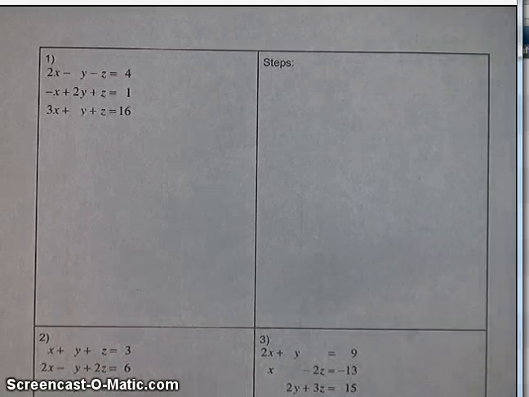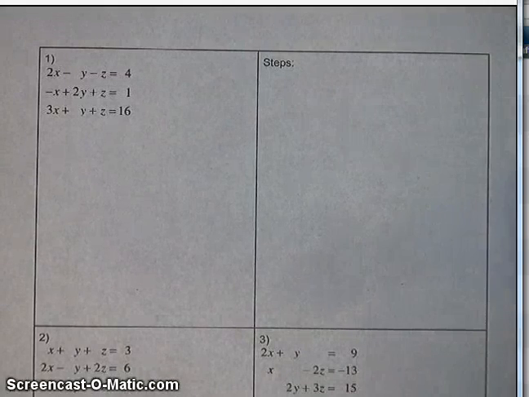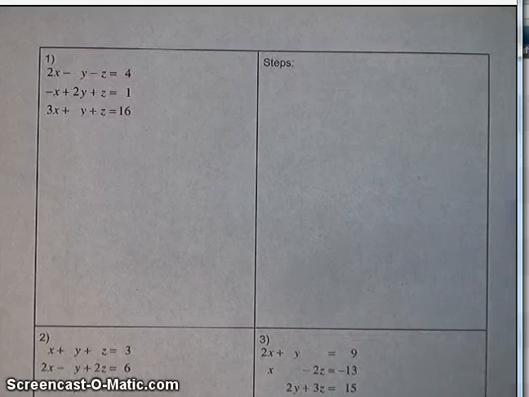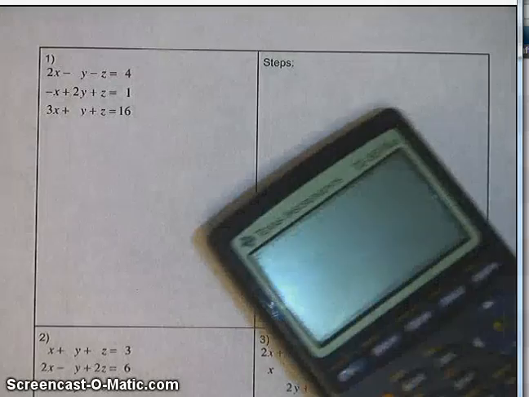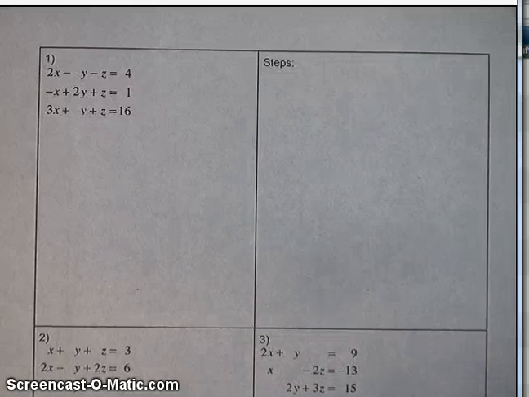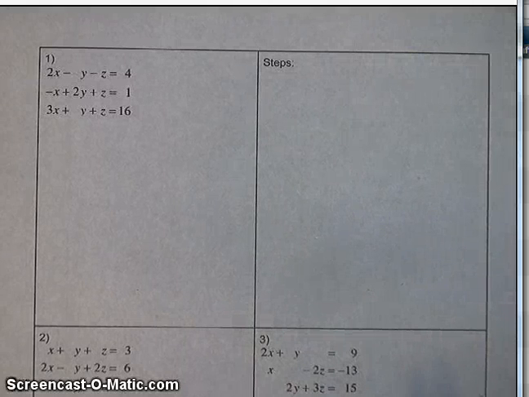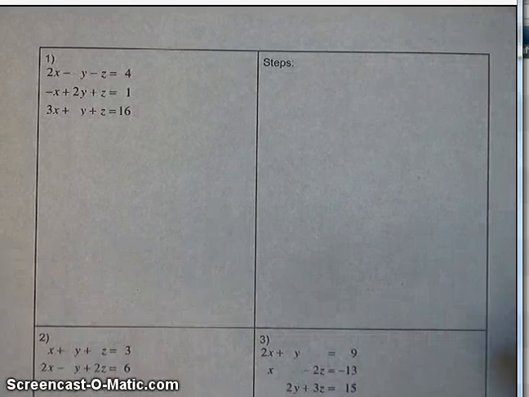Hi there, this is Mr. Alexander, and today I want to talk to you about solving systems of equations using technology, namely the calculator. And I want to do that today by walking through some examples.